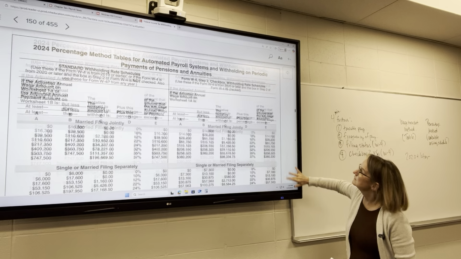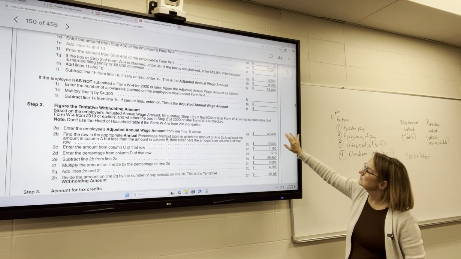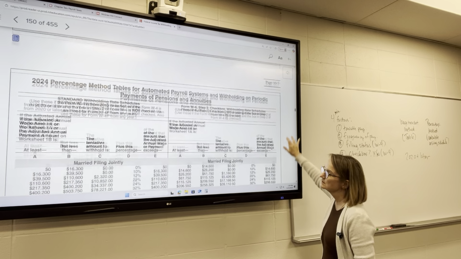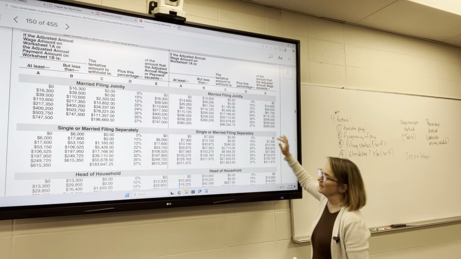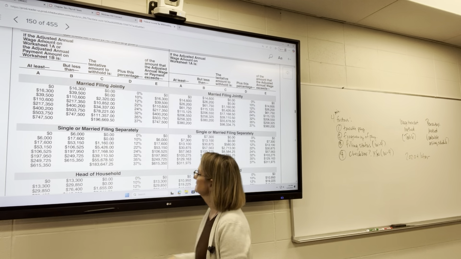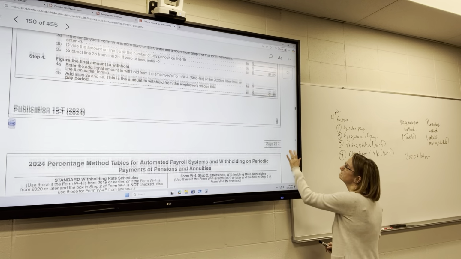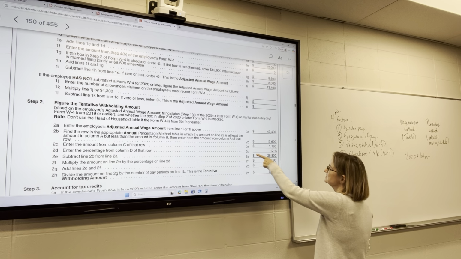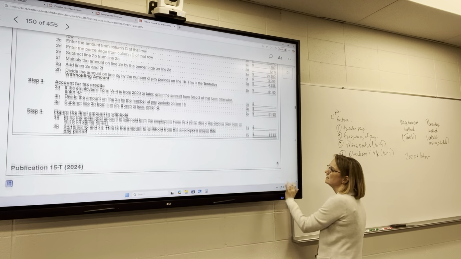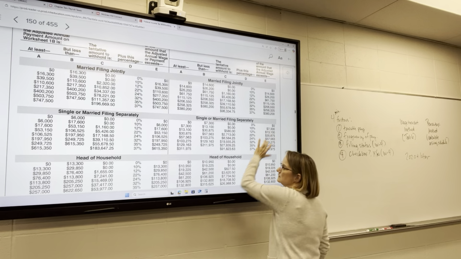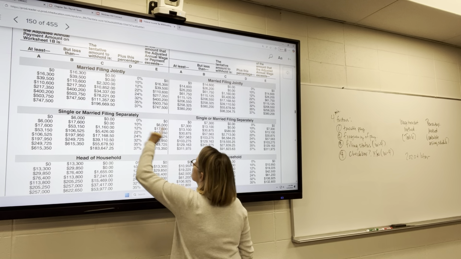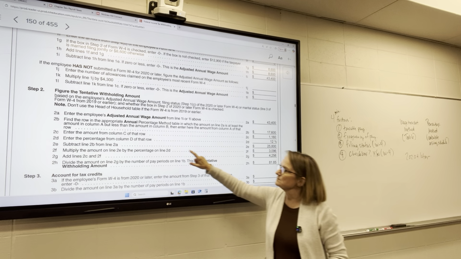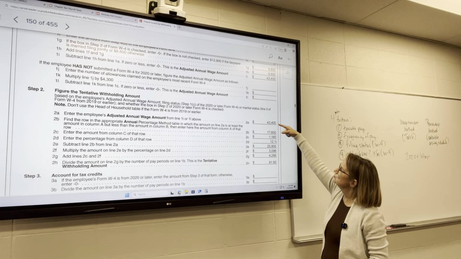Go back up to the worksheet. So enter the amount from column C of that row. Let's see if I've got the right one. Yeah. So column C, 1,160. So the instructions are all right here to tell you how to do this. Enter the percentage from column D of that row. So we scroll back down. Here's our row. 12% is our percentage, so that's what we're going to put there. Subtract line 2B from line 2A.